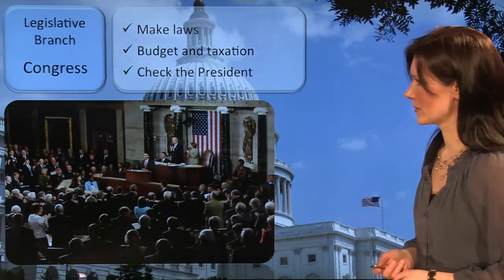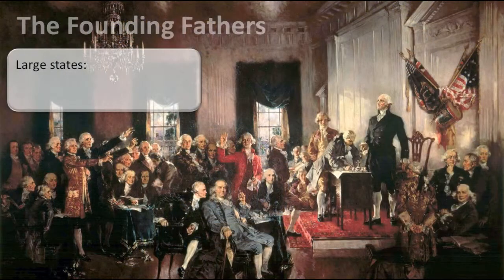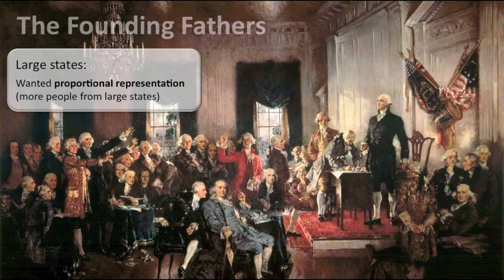I also wanted to tell you that Congress is divided into two houses. The Founding Fathers had a little bit of a problem with Congress because they couldn't agree on how many people should sit from each state. Now, the large states, such as Massachusetts and Virginia, logically felt that they should have more representatives and thus more power in Congress than the smaller states, what we call proportional representation.